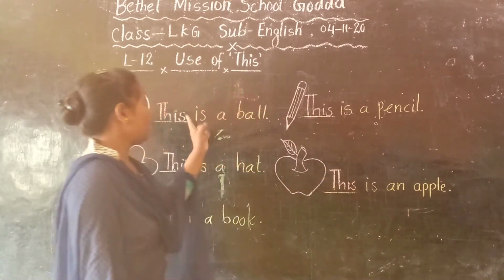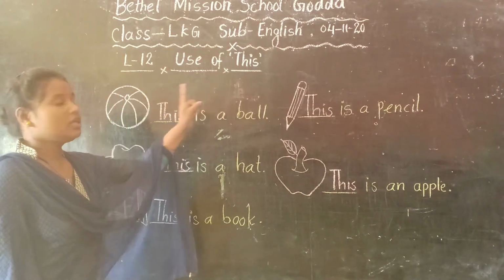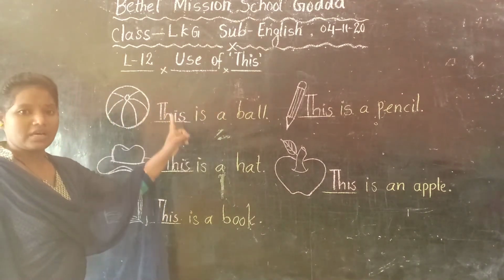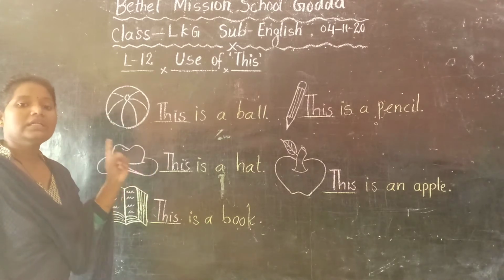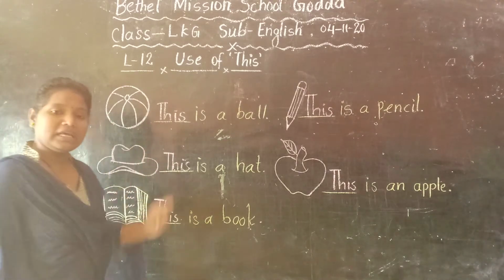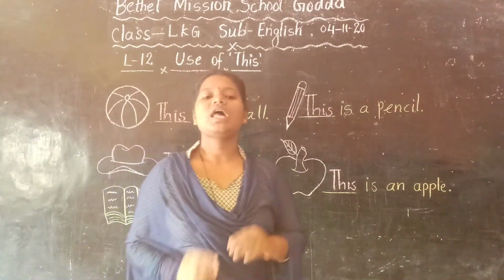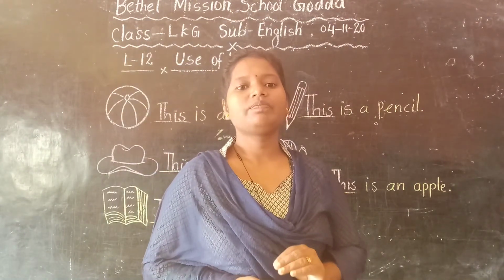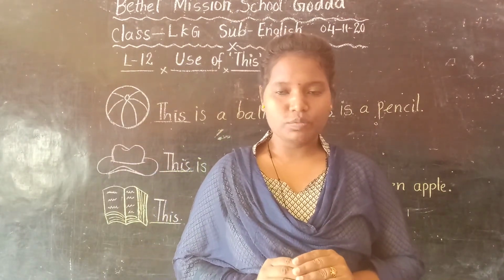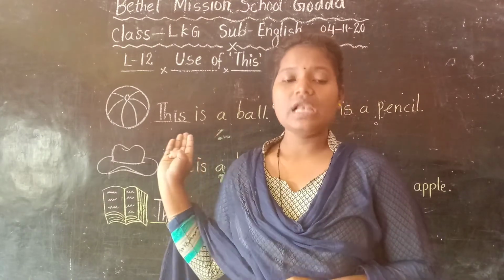Okay. So today we have learned the uses of this. This means yeh in Hindi. So the word this is used to indicate the things which are near us. Okay children? So I hope you have understood. Go through your book. It is our lesson 12, use of this.